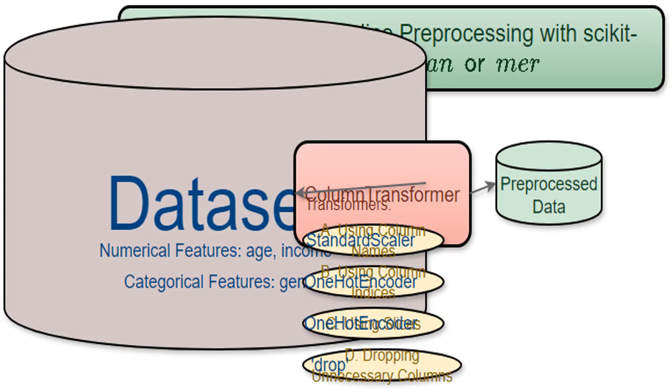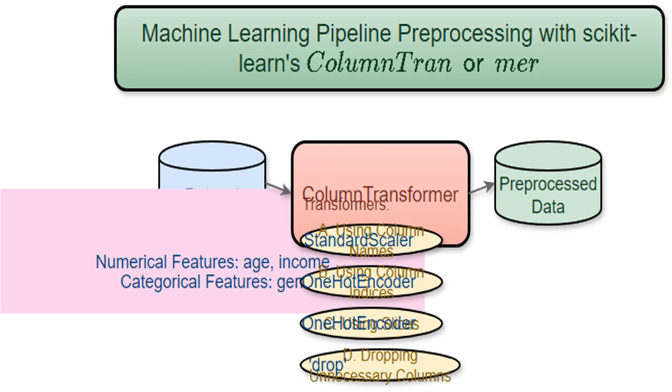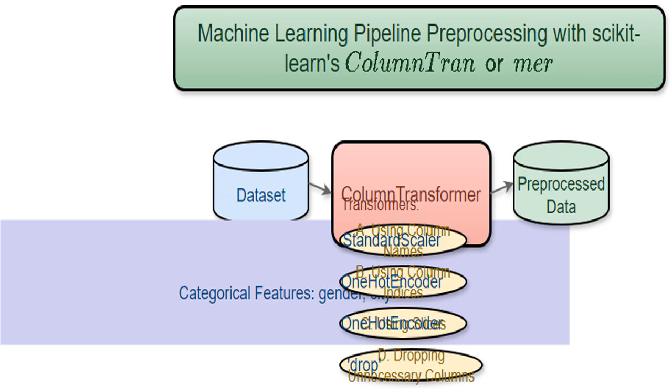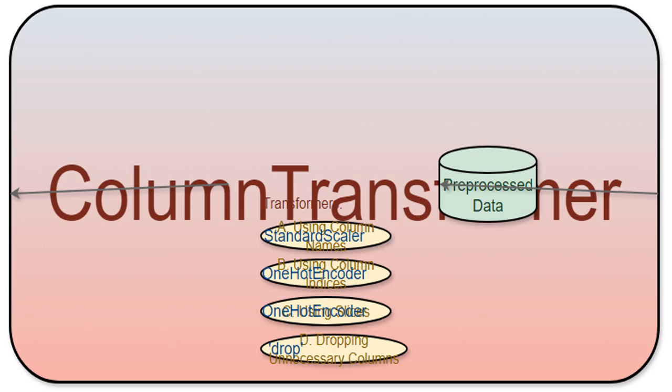I have a dataset with different kinds of features. Some features, like age and income, are numerical. They are numbers. Others, like gender and city, are categorical. They represent categories or groups. I'm using a ColumnTransformer to handle these different feature types in a single step. It applies different preprocessing steps to different columns.